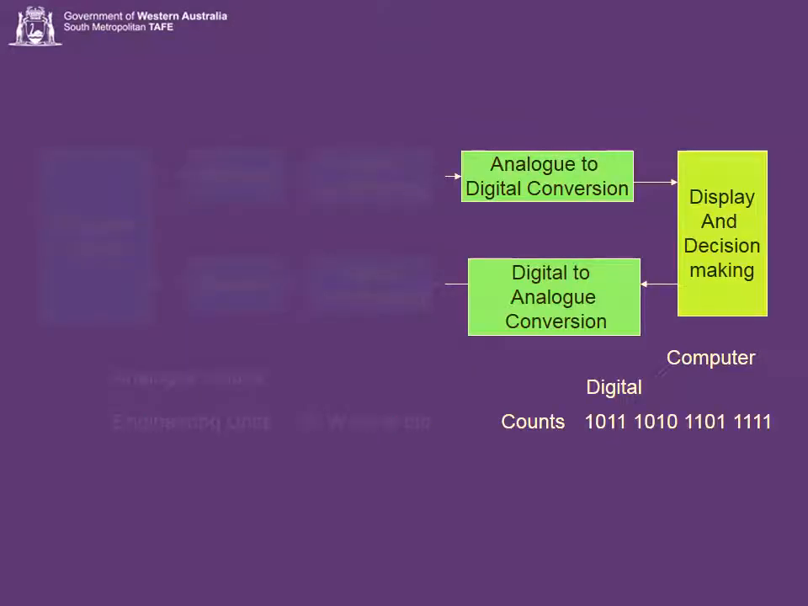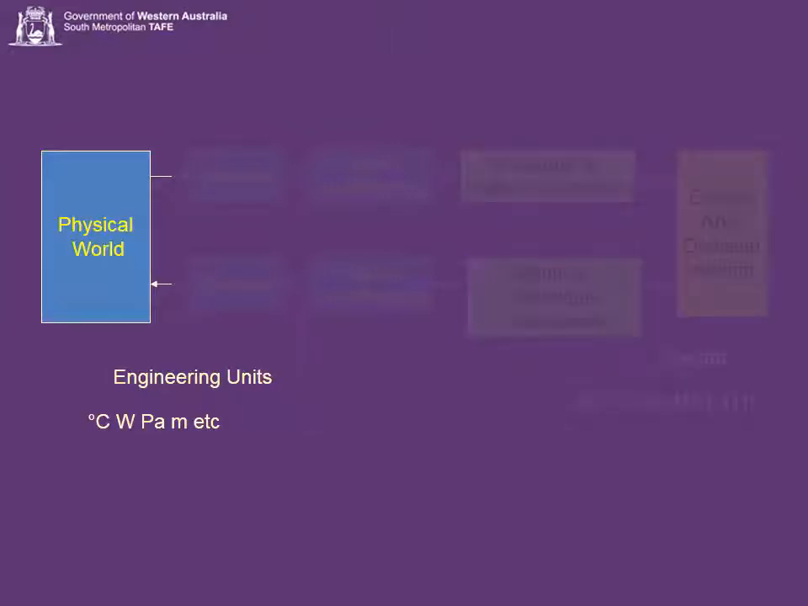Then we have the digital part of the system. This is the stuff that's inside the controller. Everything in the digital part of the system is actually stored in ones and zeros. So we have to convert the analog into ones and zeros. And the computer makes decisions based on the ones and zeros, basically. Let's look at this in detail.